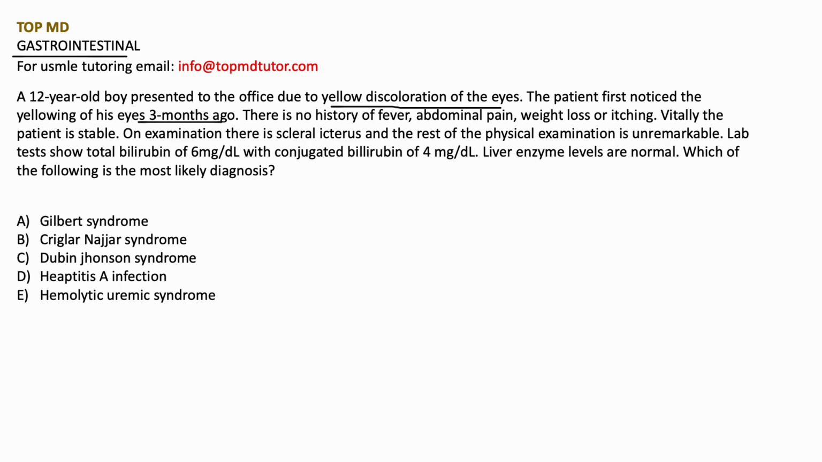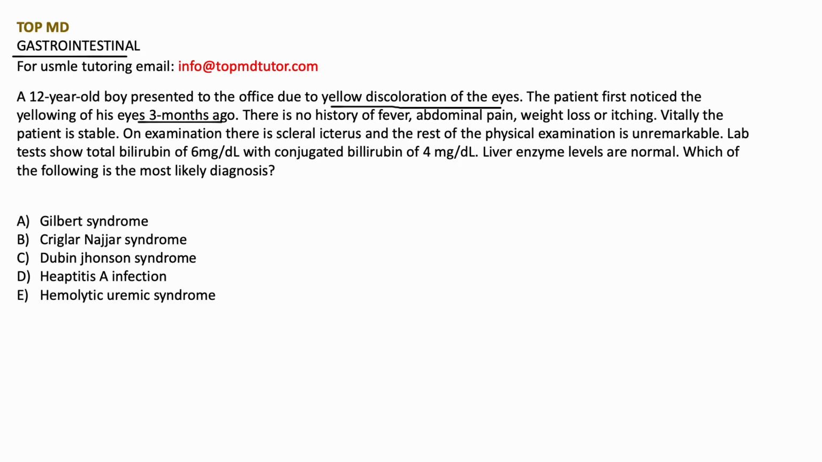There is no history of fever, abdominal pain, weight loss, or itching. No weight loss, so probably it's not something very serious, no malignancy; no fever, probably it's not some infection going on, no hepatitis. Vitally, the patient is stable. On examination, there is scleral icterus, and the rest of the examination is unremarkable.